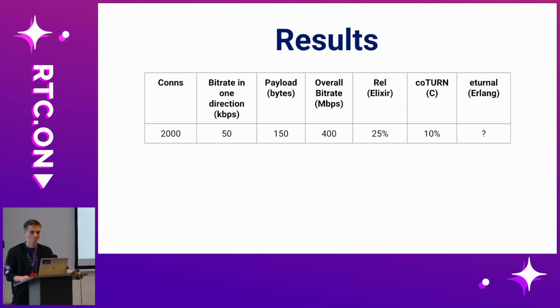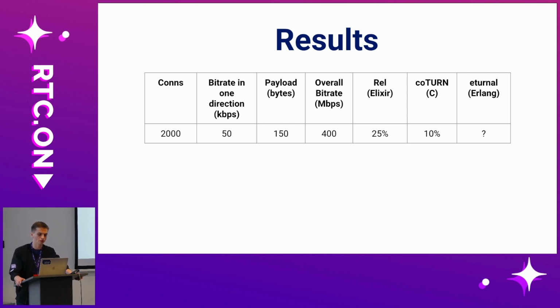server machine. And Rel takes 25% of CPU usage, coTURN 10%, and the Erlang TURN server, well, we were not able to set up more than 1,000 connections. I think that's some kind of configuration problem that we were not able to easily fix. But I put it here because it crashes in the last scenario, and I would like to talk about this more. So I would say that the results are pretty good, pretty decent. I'm really satisfied with them. We are just 2.5 times slower than coTURN, which is written in C.